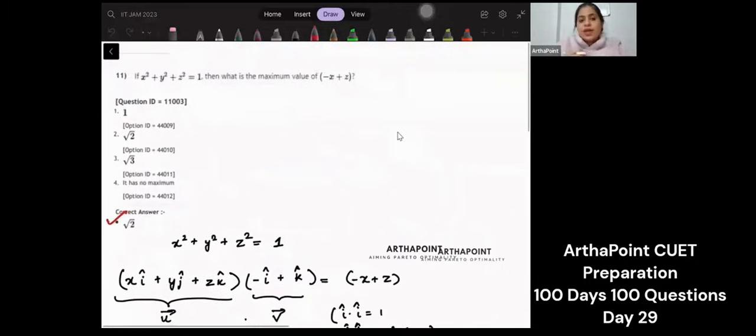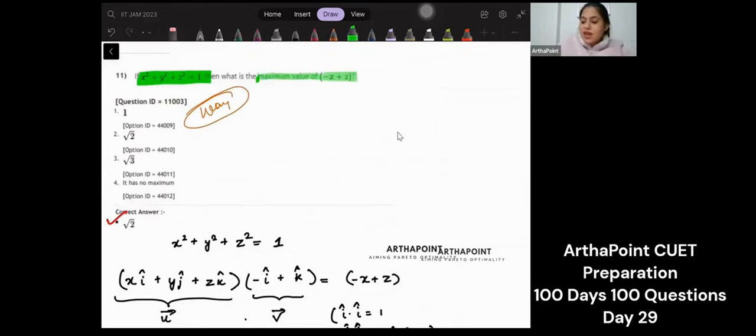This question actually uses the properties of vectors. So it says x square plus y square plus z square is 1. Just tell me if you could think of any other way of solving it. We can discuss that also on the group. So find the maximum value of minus x plus z.